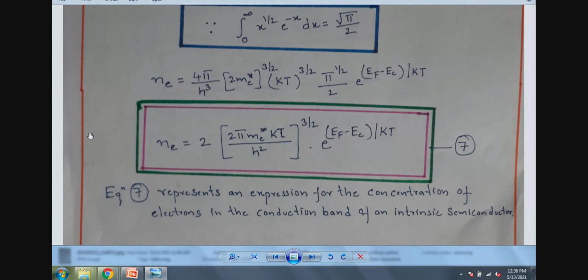So finally, you get here the density of electrons in the conduction band of an intrinsic semiconductor. So you can have the final expression like this: 2 into 2 pi me kt by h square all to the power of 3 by 2 into e to the power of ef minus ec by kt. So this is the final expression for concentration of electrons in the conduction band of an intrinsic semiconductor. Okay, this is very clear.